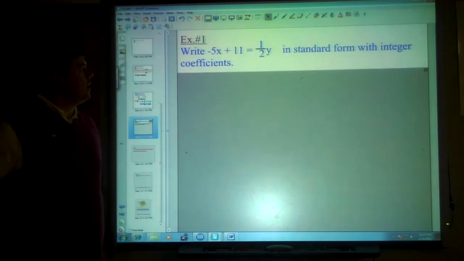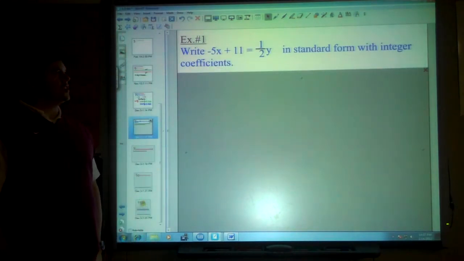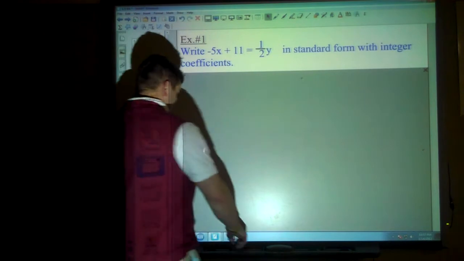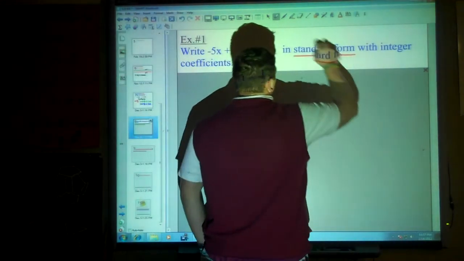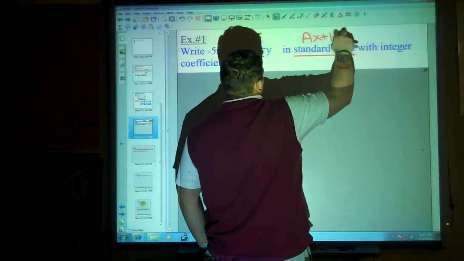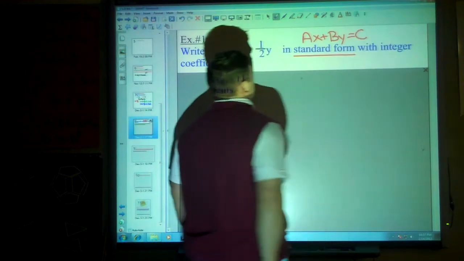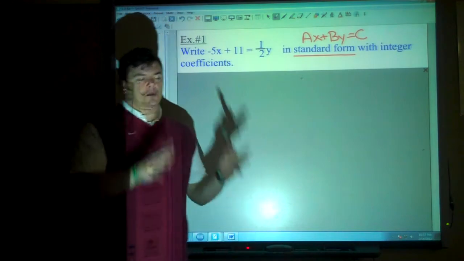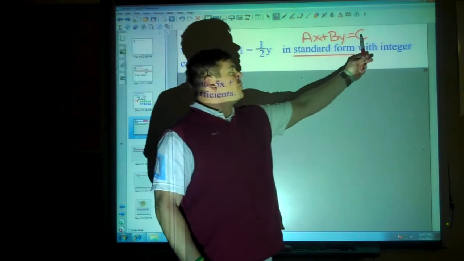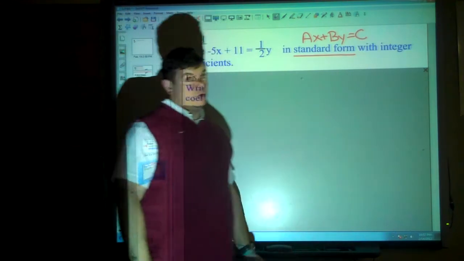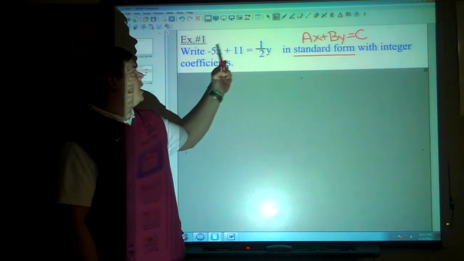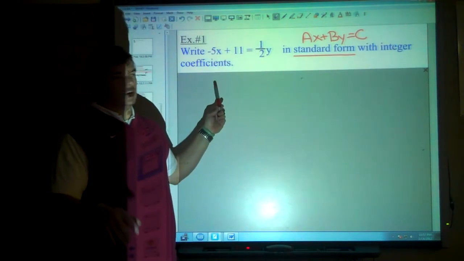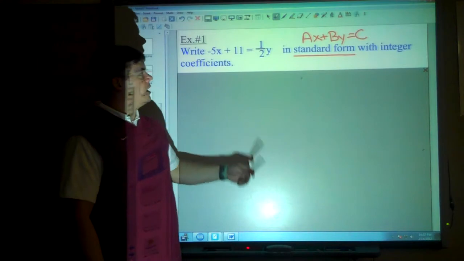So write negative 5x plus 11 is equal to 1/2 y in standard form with integer coefficients. Now, standard form is ax plus by equals c. If you think about that, that means the stuff with x's and the stuff with y's needs to be on the same side, and the number that doesn't have an x or a y needs to be alone. I don't see the x's and y's on the same side. I can make a change and do that, but I don't see it currently.